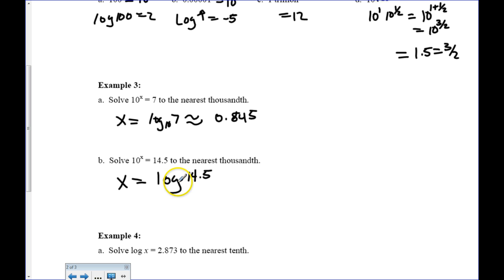Now notice I'm not even going to bother to put the base 10 there because we already know it's base 10. Is this where we use the log button? Yes, now you can use the log button.